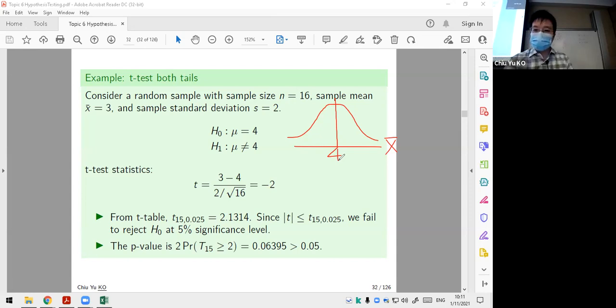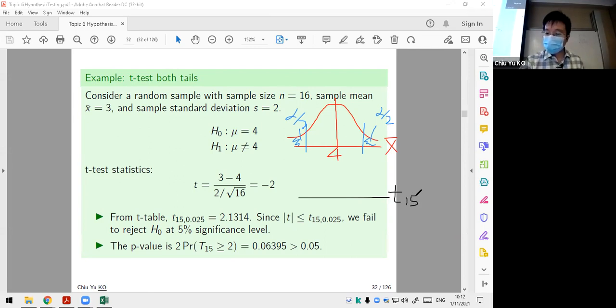Why? Because we're saying that these two areas are the rejection region, and how big each rejection region is, is alpha over 2. For X bar, the distribution is a little bit difficult to see. But we know by the proof that we have T15. Why 15? Because it's n minus 1.